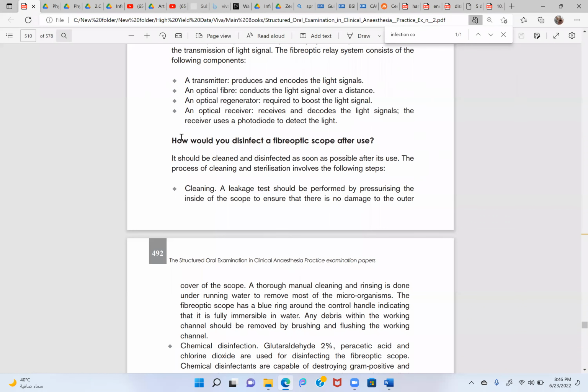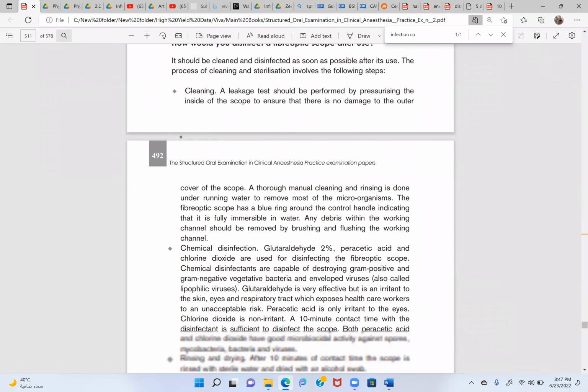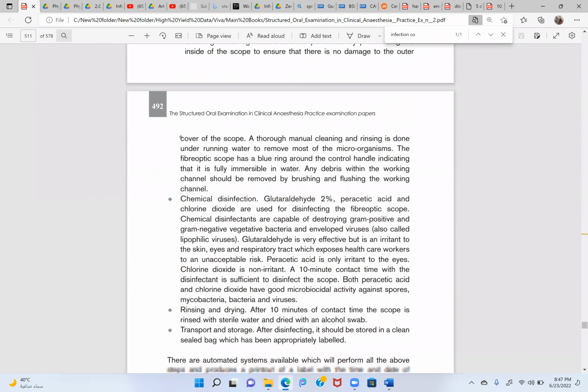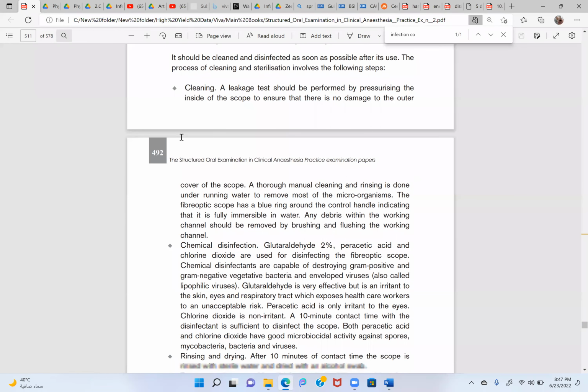Okay, so they are cleaning it, then chemical disinfection with glutaraldehyde, rinsing, drying, and transport. That's a way to clean and make this fiber optic bronchoscope ready for use.